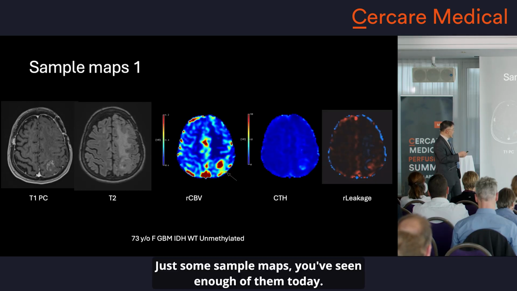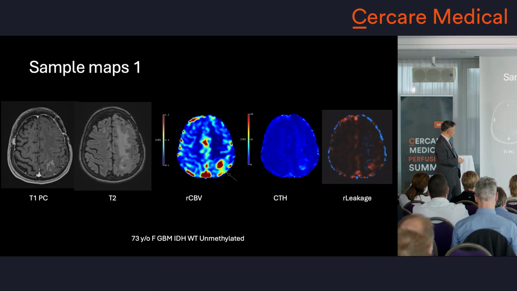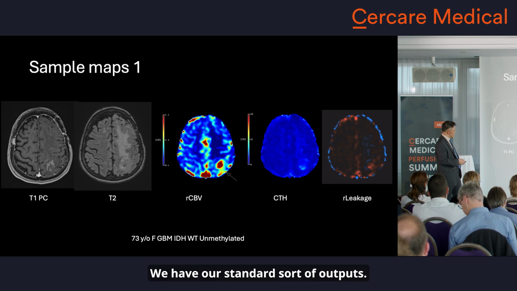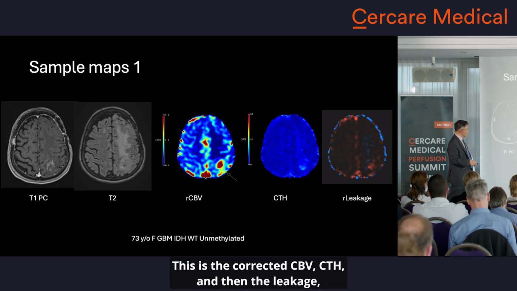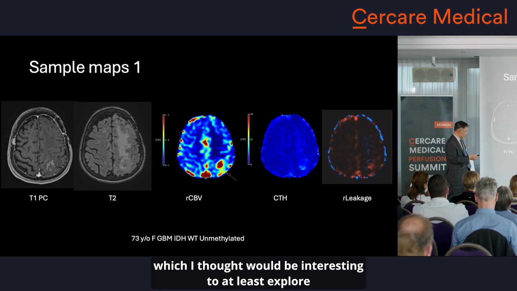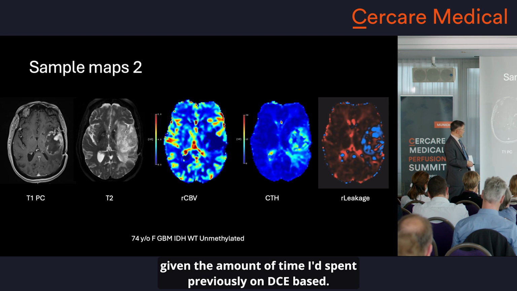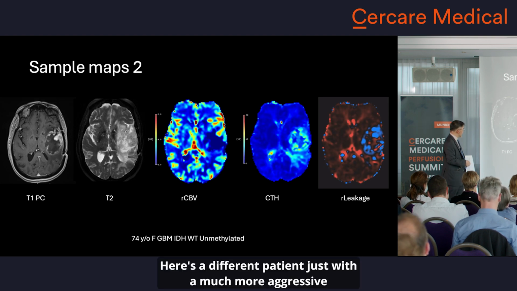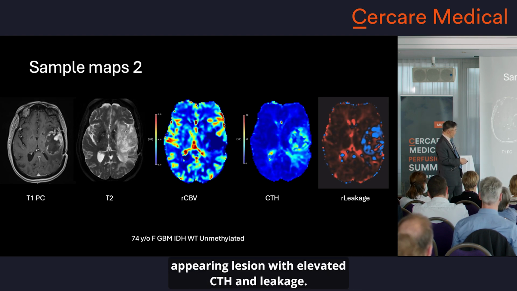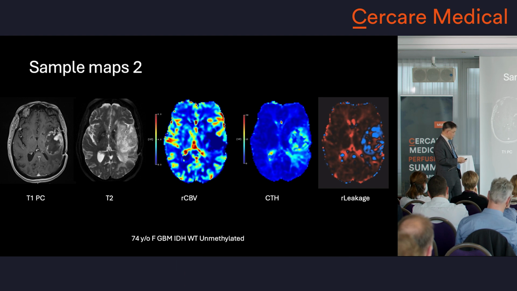Just some sample maps. You've seen enough of them today. I'm not going to belabor them. We have our standard outputs. This is the corrected CBV, CTH, and then the leakage, which I thought would be interesting to at least explore given the amount of time I'd spent previously on DCE based. Here's a different patient with a much more aggressive appearing lesion with elevated CTH and leakage.